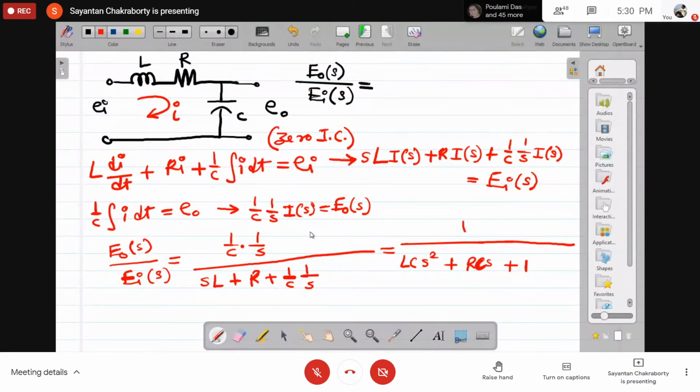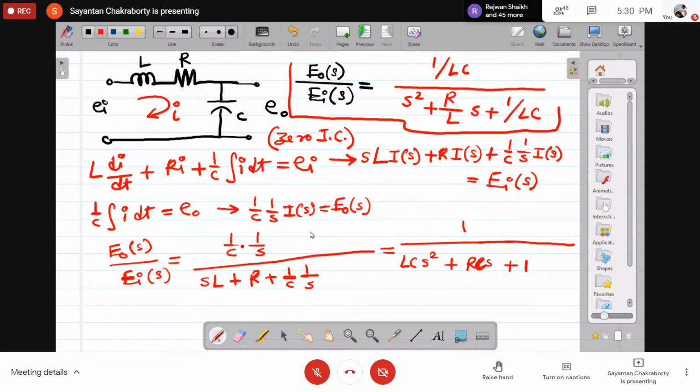So the final expression for the transfer function will be to divide both of them by LC. So what you'll get: 1 by LC divided by S square plus RC by LC. So this will be the final form of the transfer function. The concept is that whenever writing, the denominator equation should be monic. That is, the coefficient of the highest order of S should be made 1 by suitable adjustment. So this is the final form of the transfer function, and this denominator is a characteristic polynomial.